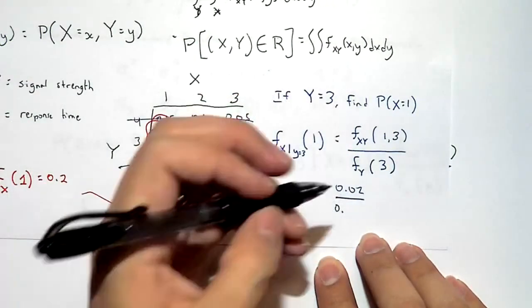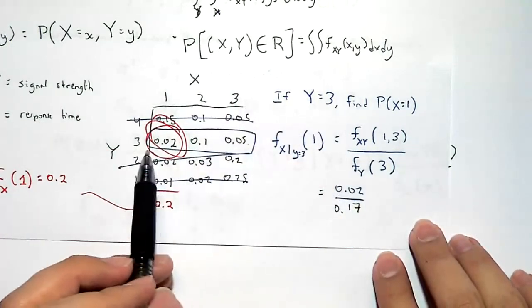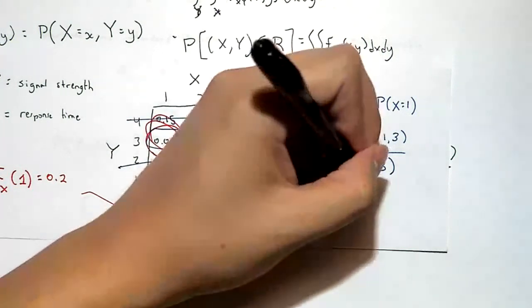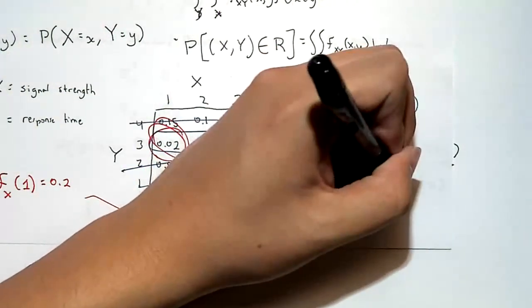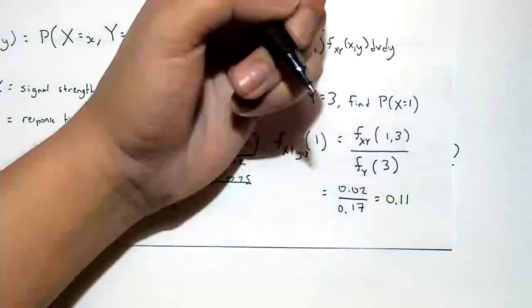It's the sum of all what? Can you say that again? The sum over x, for y is 3. You can look at your Excel spreadsheet and look at the marginal probability of y and then just find 3. We'll find 0.17. So 0.02 divided by 0.17 is what? 0.117, 0.118.